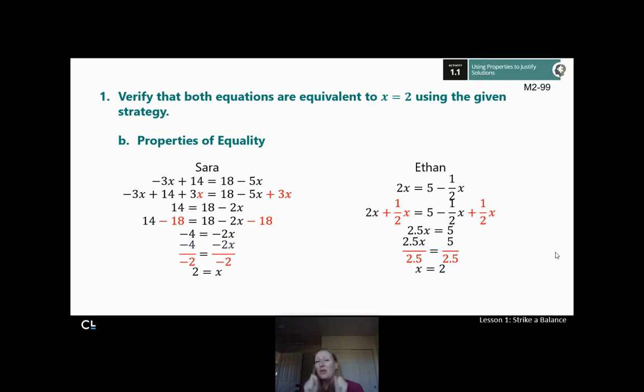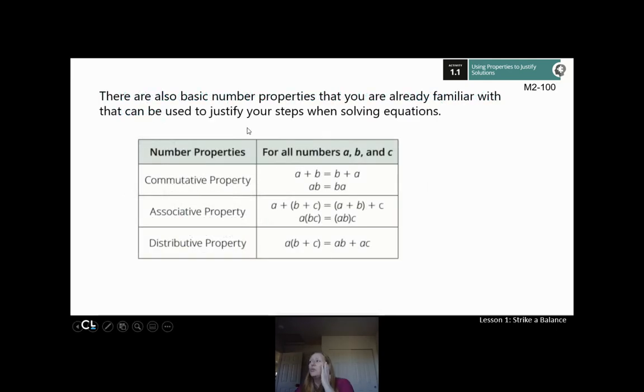But there are also some other basic properties that you are already familiar with, but we just want to make sure that we remember them so that we can use them to justify our steps when solving equations. And justifying our steps just means we're explaining what we did. We're saying we did this because of this property. That's all we're doing here.